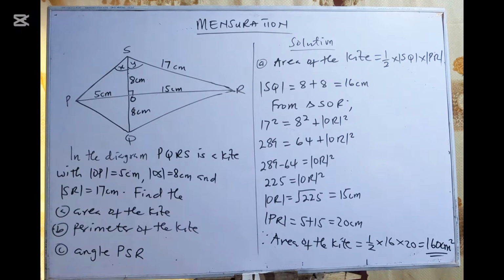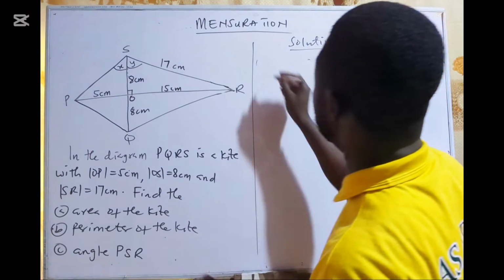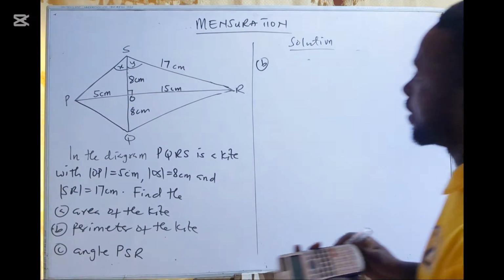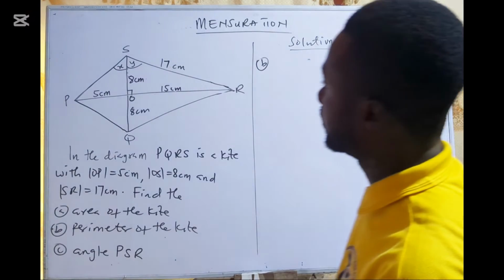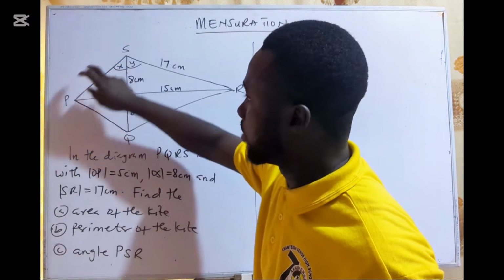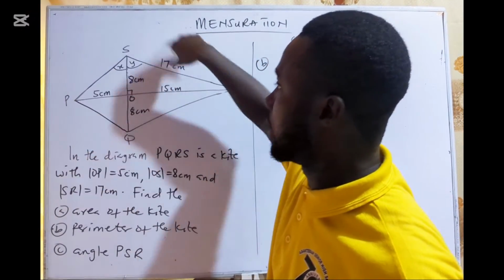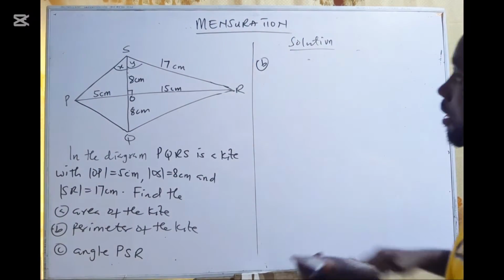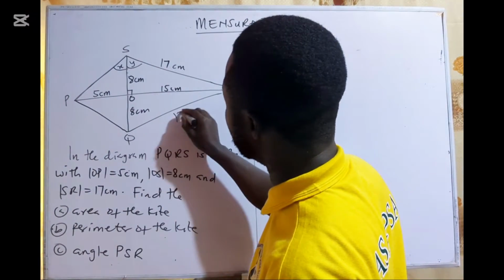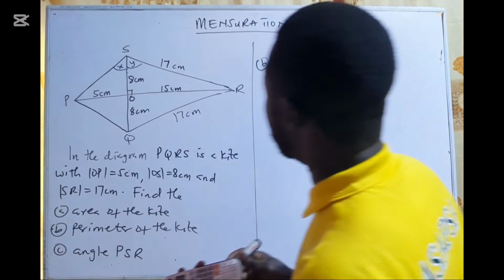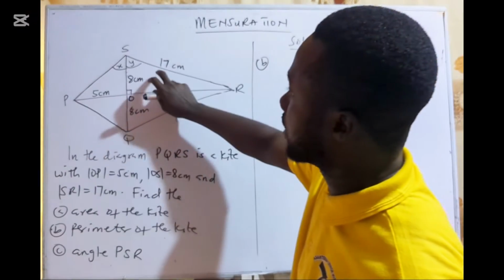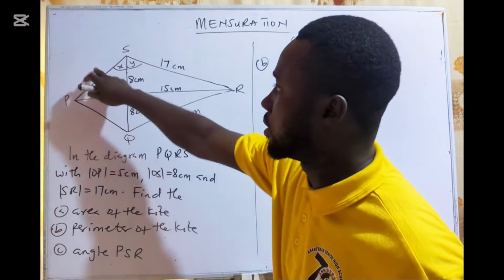Alright. So the next question is to find out the perimeter. B, the perimeter of the kite. How do you get the perimeter? So this plus this plus this plus this, the distance around the figure. And if here is 17, definitely here is also going to be 17, because this right angle triangle is the same as this one. What is left is here.